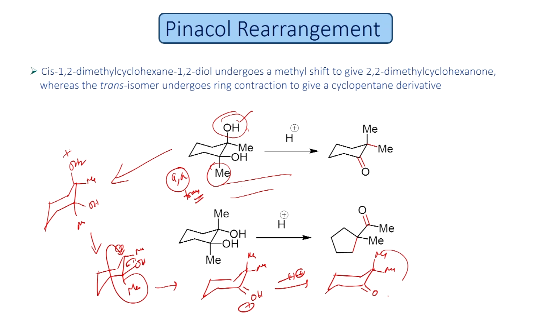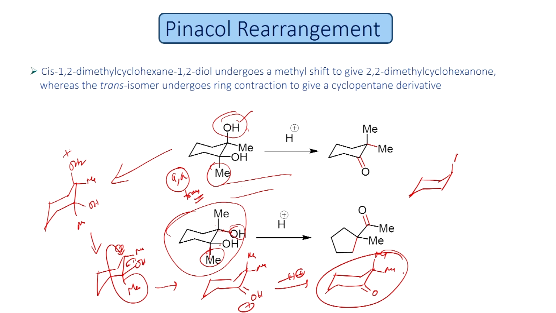On the other hand, now let us look at this one. In this case, if you see the relation, this is equatorial, this axial, and similarly this axial, equatorial. The relationship between this OH group and methyl group is cis. So, when you react with acid, for example, if you form the carbocation, now this can undergo reaction, this bond can migrate here.